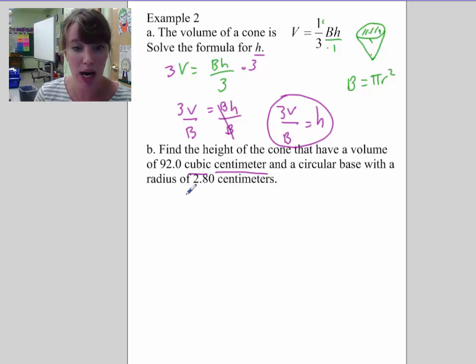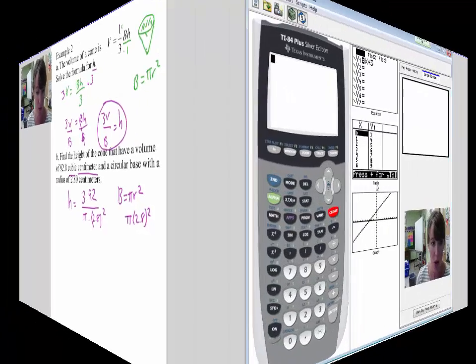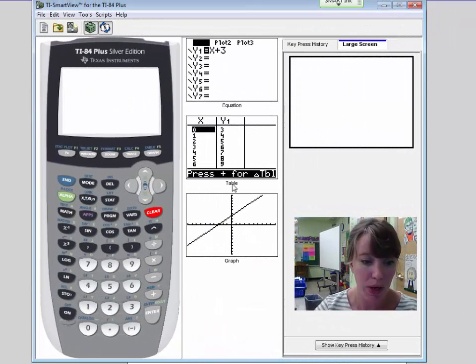Okay, so the height is going to be equal to 3 times the volume, which is 92, all over the base area. The base area here is pi r squared, so it's pi times 2.8 squared. So that's going to be in the denominator here. So it's pi times 2.8 quantity squared. I'm going to pull out my calculator for this. So we have 3 times 92.